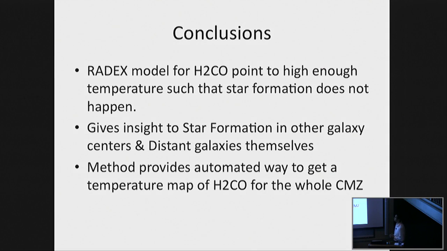So what do we get from this? It points to higher temperatures, so it answers the question that maybe the reason there's not so much star formation in this region is because the temperature is too high. It also gives us insight into star formation in the centers of other or distant galaxies, which are like our CMZ. And the method I used here, the automatic fitter and the way I can plug that into RADEX, is applicable to the entire CMZ eventually.